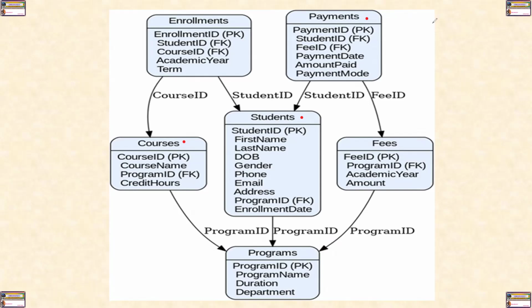We have the payments table, which will contain the following fields: payment ID, student ID, fee ID, payment date, amount paid, payment mode. Our next table will be the table called fees. It will contain the fee ID, program ID, academic year, and amount. While the last table will be called programs. It will have program ID, program name, duration, and department.